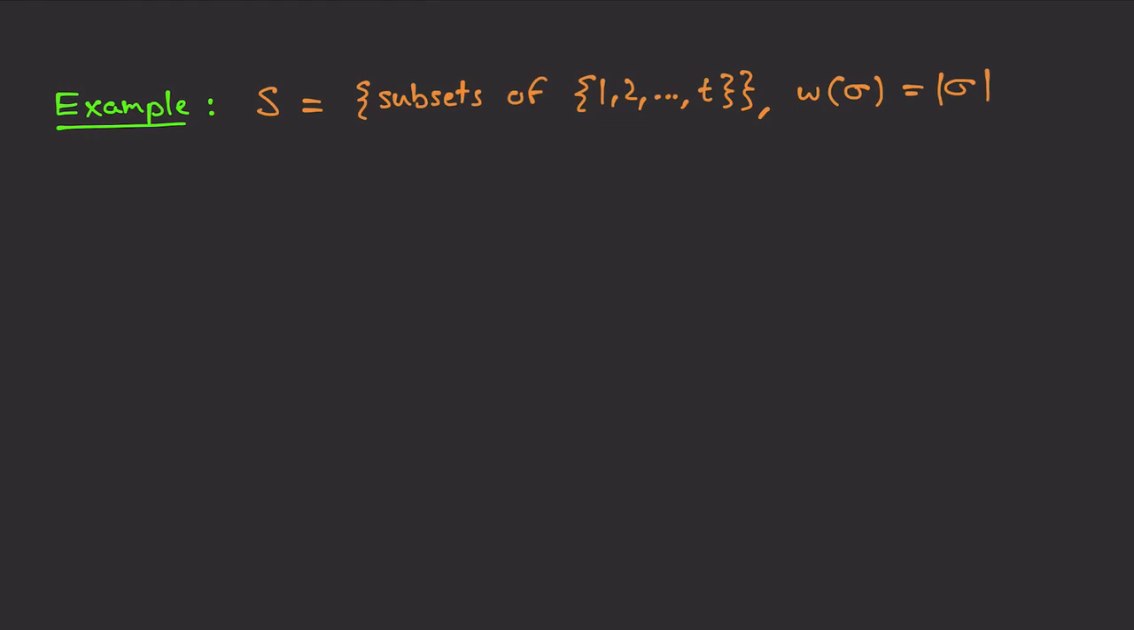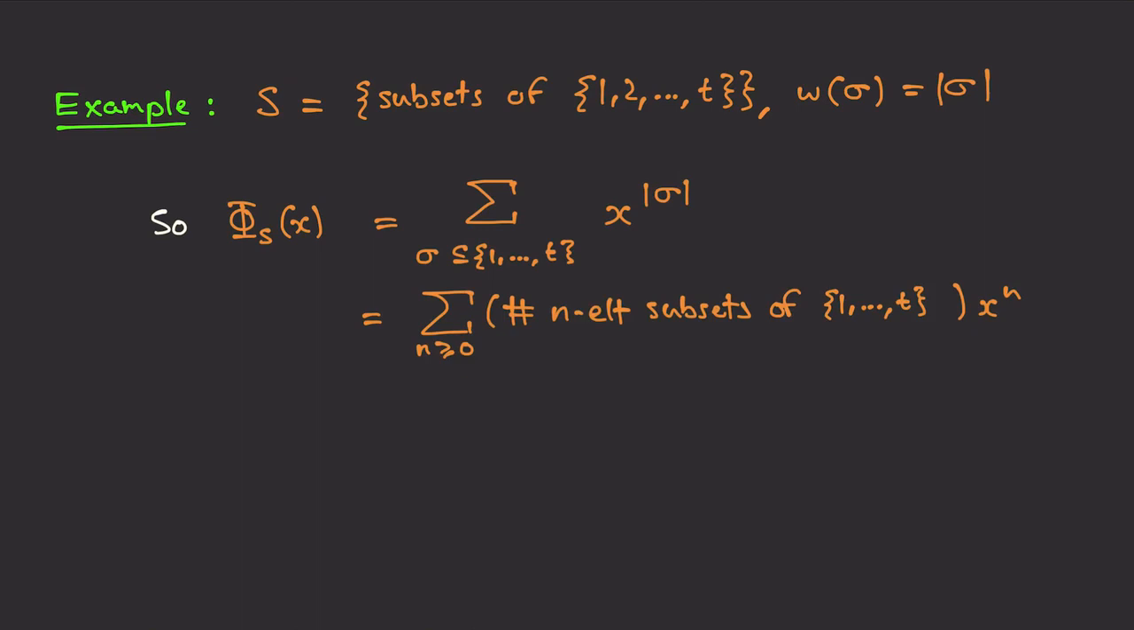In this example, the generating series is by definition the sum over all subsets of 1 up to t of x to the power of the size of that subset. Note that there are only finitely many subsets of 1 up to t, so in fact this is a finite sum, unlike the previous two examples. By our theorem, this sum is equal to the sum over all n at least 0 of the number of n element subsets of 1 up to t times x to the n. In other words, it's the sum of t choose n times x to the n over all n at least 0. By the binomial theorem, this is 1 plus x to the power of t, another nice rational function.